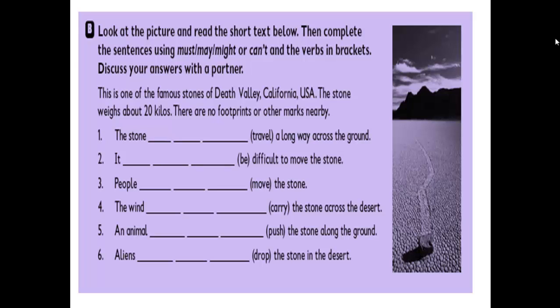We change the Y into I and we put ed in the past participle form of it. Number five, an animal pushed the stone along the ground. No, we are certain that it's not the act of animals. So an animal can't have pushed the stone along the ground. And finally, aliens can't have dropped the stone in the desert.